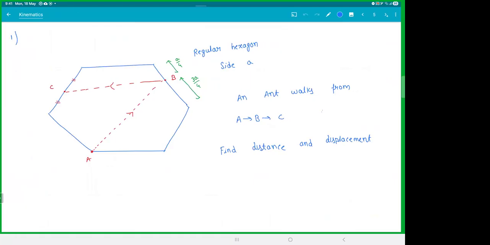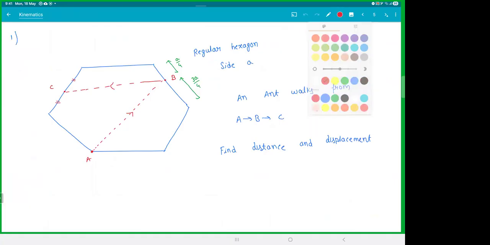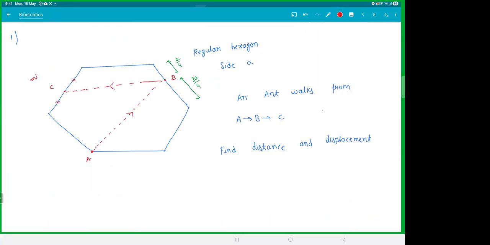Let's see how we get this. The ant goes from A to B, and B is not the midpoint. B is at 1/4 and 3/4, and then B to C. C is the midpoint. Find the distance and the displacement. The distance is the length of the red line, and displacement will be this black line, isn't it? Because displacement doesn't care how you travel. It's only initial and final.